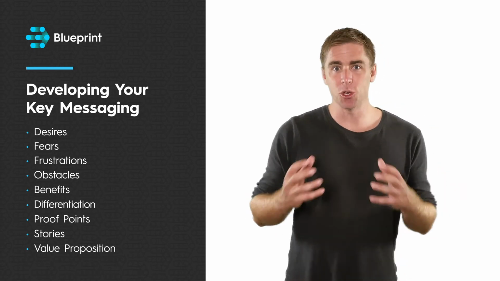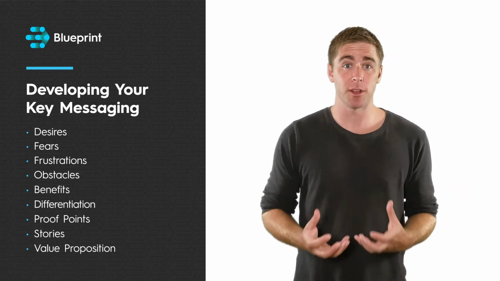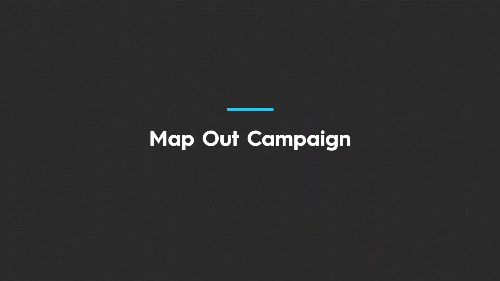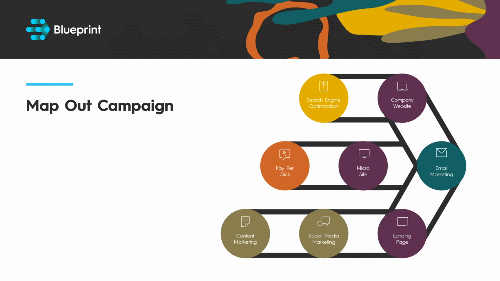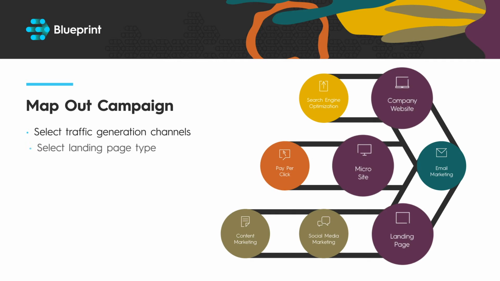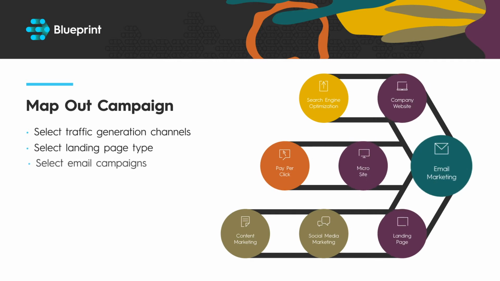Once you have a good understanding of what you want to communicate based on what's important to your audience, map out your digital marketing campaign. We're going to show you examples of what that would look like. When mapping out your campaign, you want to show the channels that you will use to drive traffic, the landing page that ads will connect to, as well as your email marketing campaigns to follow.